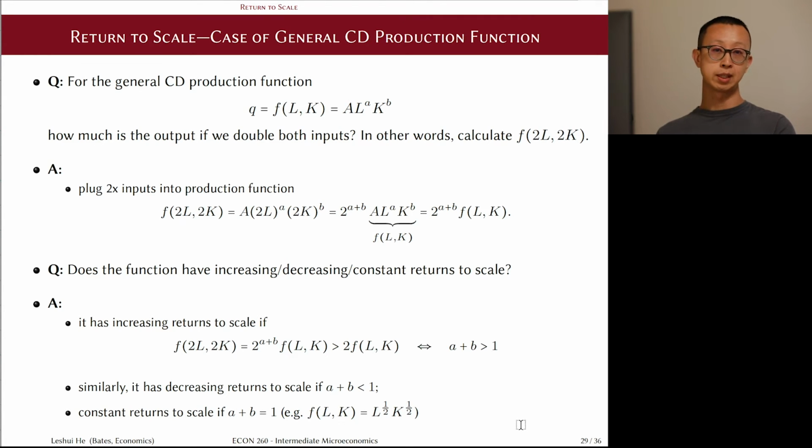The takeaway from this example is that the Cobb-Douglas production function has a very nice feature, that the sum of the powers on the inputs corresponds to different returns to scale. This return to scale has nothing to do with the level of inputs L and K, or the total factor productivity, capital A here. This may be a somewhat restrictive feature, but it offers a very nice way to interpret empirical evidence from data.